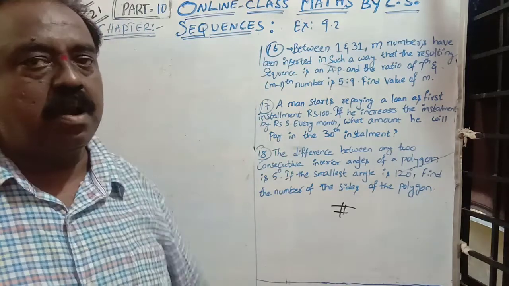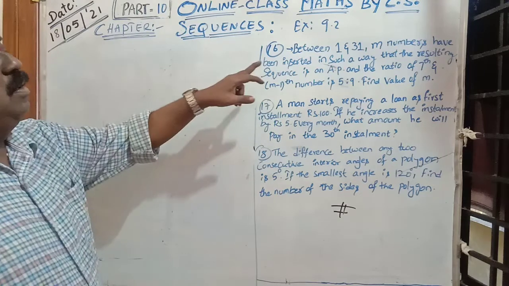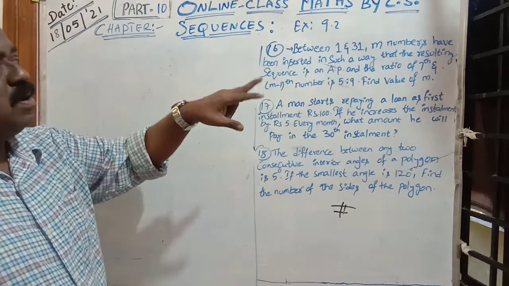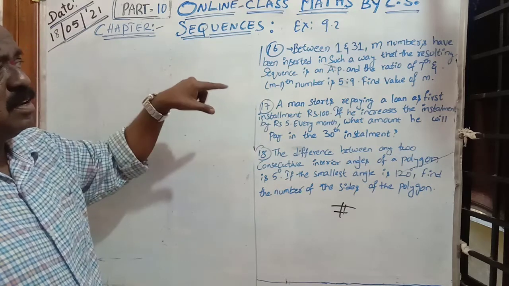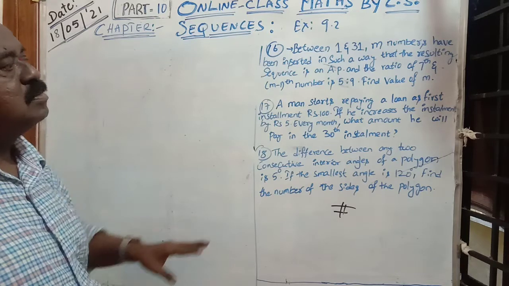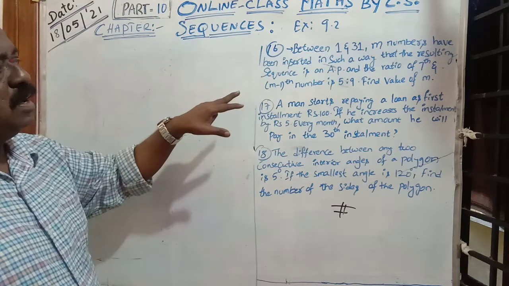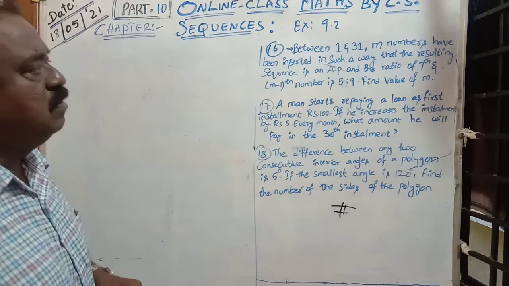Already we solved some problems, 15 problems. Now the 16th problem. Between the numbers 1 and 31, there are m numbers which are inserted. The resulting progression is AP. And the ratio of the numbers, those numbers only now. First I will tell you.